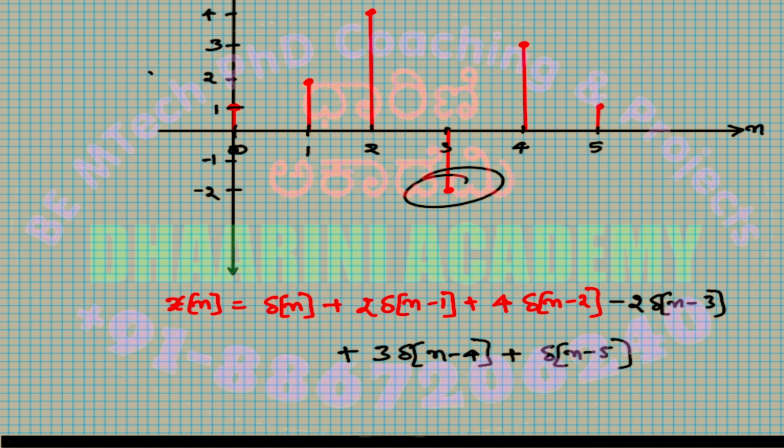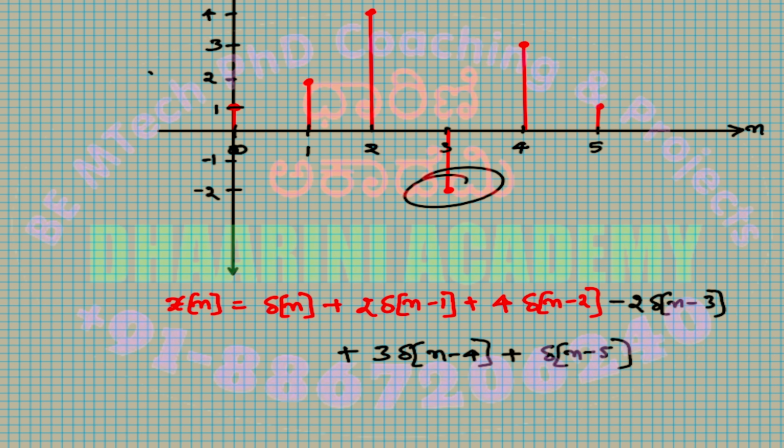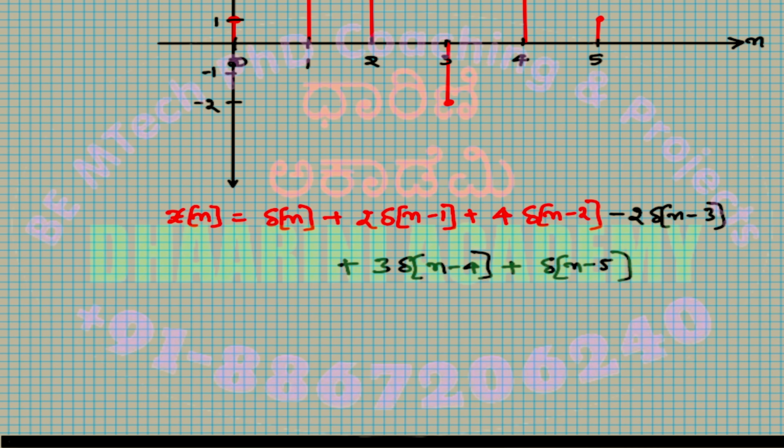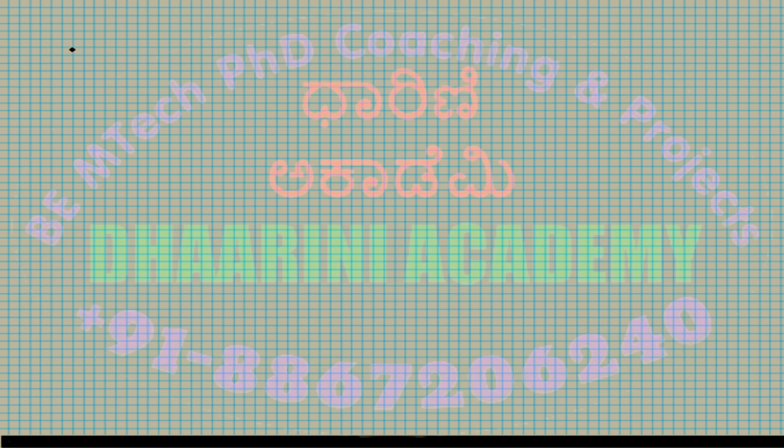This is how you represent any given function using the delta. This is important for us because I have to represent any given function using delta before I do the convolution.